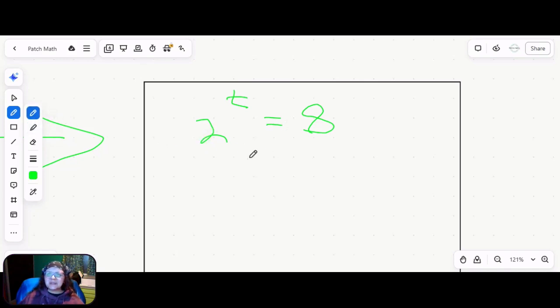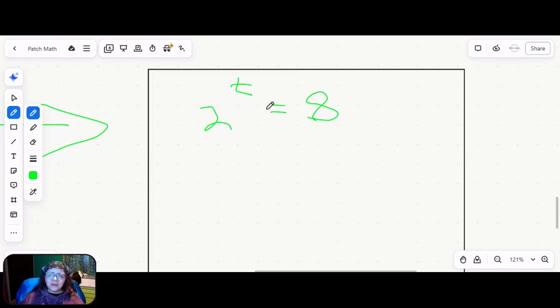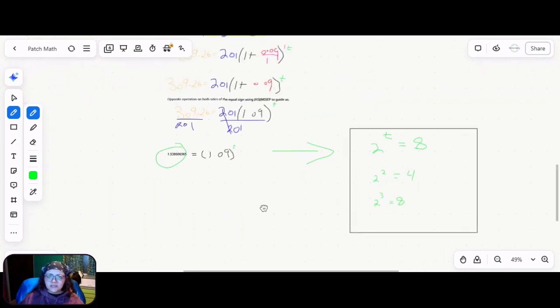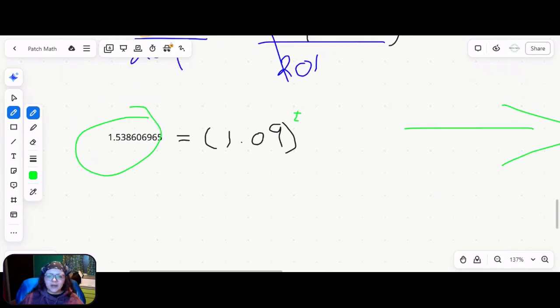So 2 raised to the t power. We've got other ways we could do this problem, like algebra level skills, but guess and check is going to be the easiest here. You're trying to figure out, how can I write 8 with a base of 2 raised to what power? So 2 to the first power is 2. 2 squared is 4. And ding, ding, ding, we have a winner. 2 cubed is 8, because 2 times 2 times 2 is 8. We're going to use that same logic over here. Use your calculator.